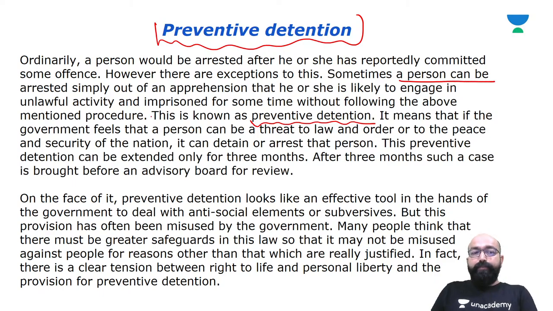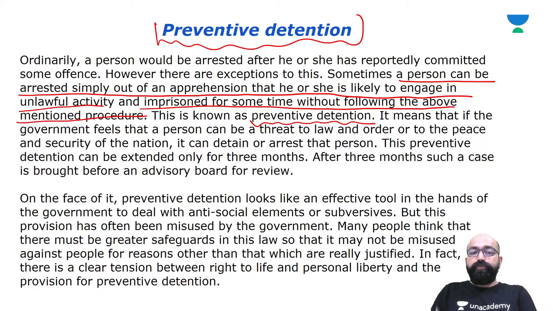So, when a person can be arrested simply out of an apprehension that he or she is likely to engage in unlawful activity and imprisoned for some time without following the mentioned procedure, it is called preventive detention. It means that if the government feels that a person can be a threat to law and order or to the peace and security of the nation, it can detain or arrest that person. This preventive detention can be extended only for 3 months. And after 3 months, such a case is brought before an advisory board for review.